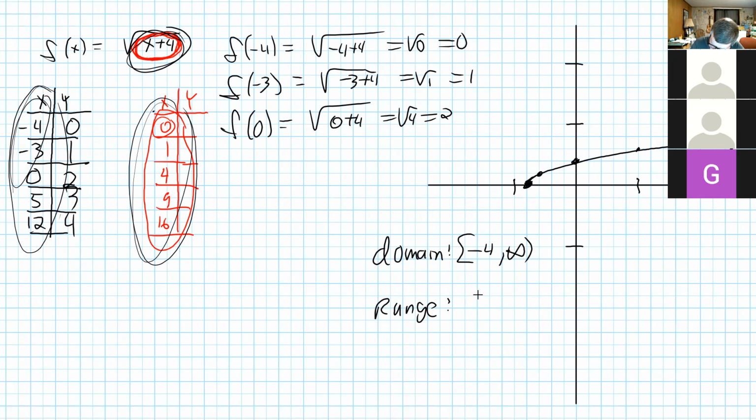Would it be +2? Let me give you a hint. Why? And that's not a question. Would it be 0 to infinity? Yes. Yeah, because we're looking out here, not there. Here's your lowest y value right there.